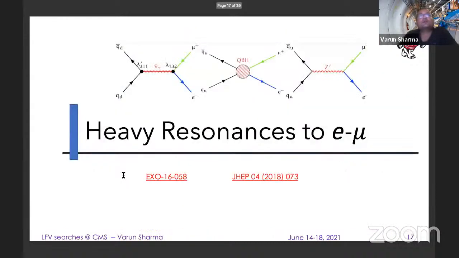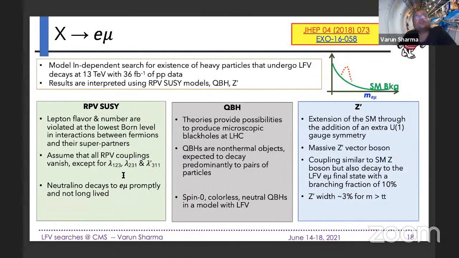So moving to the last search, where I'll be talking about heavy resonances in the e-mu final state. It's a generic, model independent search for the existence of a heavy particle that can undergo lepton flavor violating decays. This search is also done at 13 TeV with 36 femtobarn inverse of data. It's an s-channel search, so we look for a bump over a falling standard model background in the invariant mass distribution. Here on the x-axis we have the invariant mass of the e-mu system.